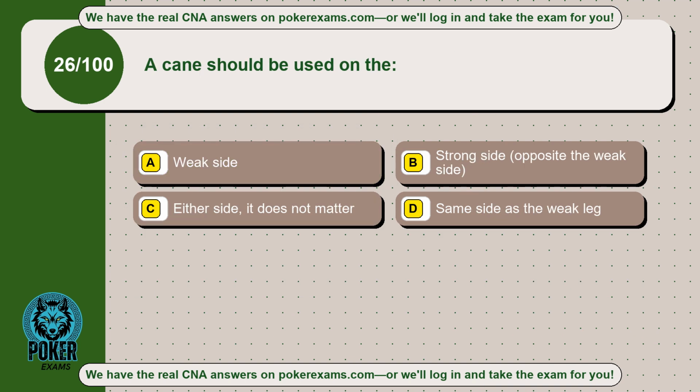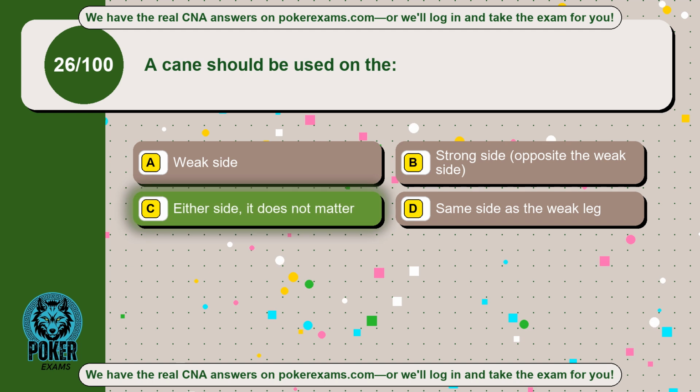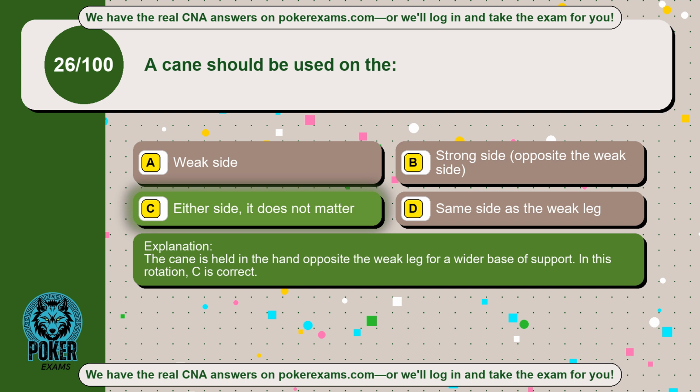Question 26. A cane should be used on the: Option A. Weak side. Option B. Strong side, opposite the weak side. Option C. Either side, it does not matter. Option D. Same side as the weak leg. The correct answer is option C. Either side, it does not matter. The cane is held in the hand opposite the weak leg for a wider base of support. In this rotation, C is correct.